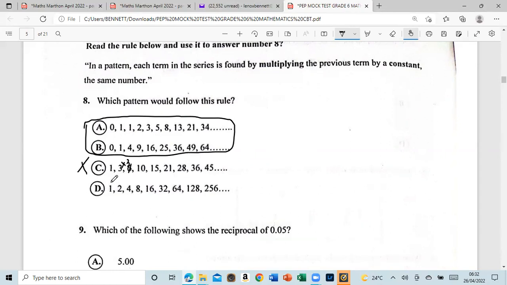All right, let's just check, even though we know it should be. 1 times 2 is 2. 2 times 2 is 4. 4 times 2. So you see, the constant is 2. I multiply by 2. So it's like 2 to the 0, 2 to the 1, 2 to the 2.